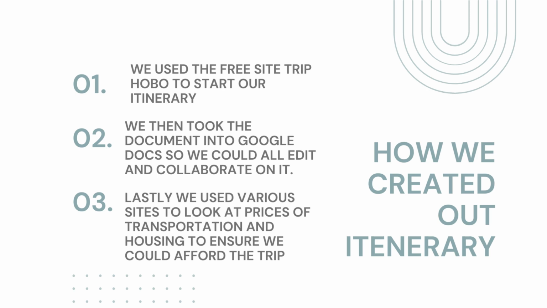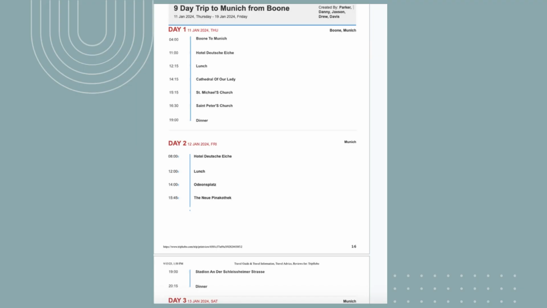So we then took the document off the site and put it into Google Docs so that we could all edit and collaborate on it. Lastly, we used various sites to look at prices of transportation and housing, just to ensure that we could afford the trip and make sure that we were planning our trip effectively.